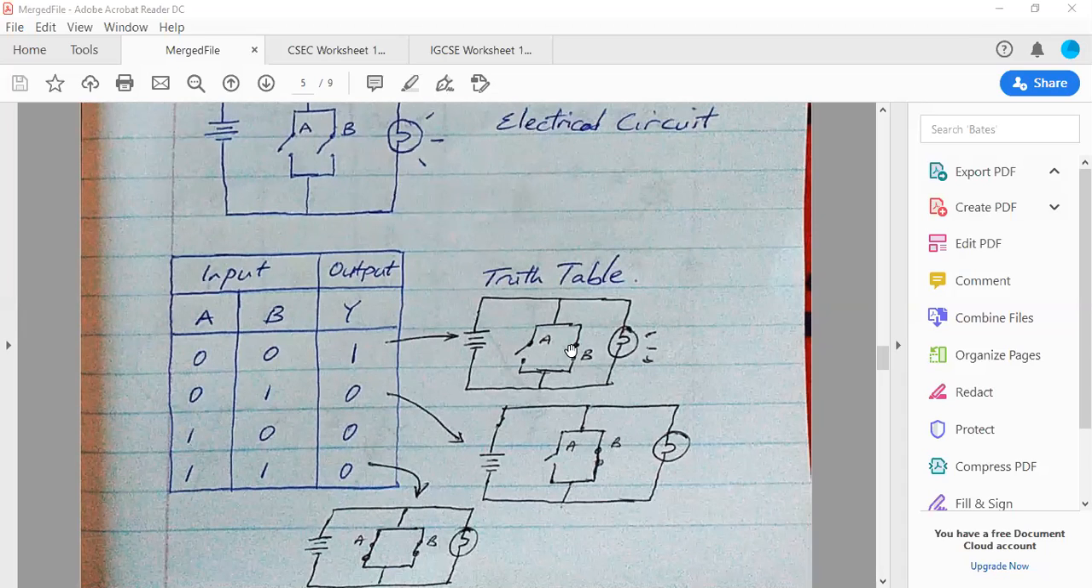So let's go with the first row. 0 plus 0 is 1. So if both switches are open here, current will flow. It wouldn't go through the switches anymore, but it will go directly to the bulb, causing it to light. So you will have an output of 1.